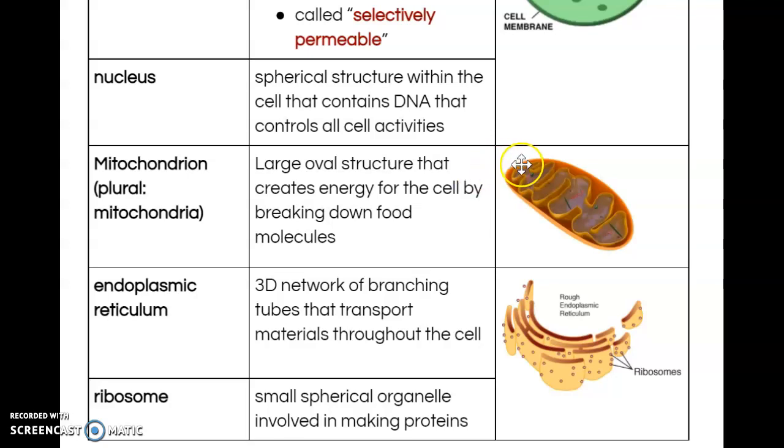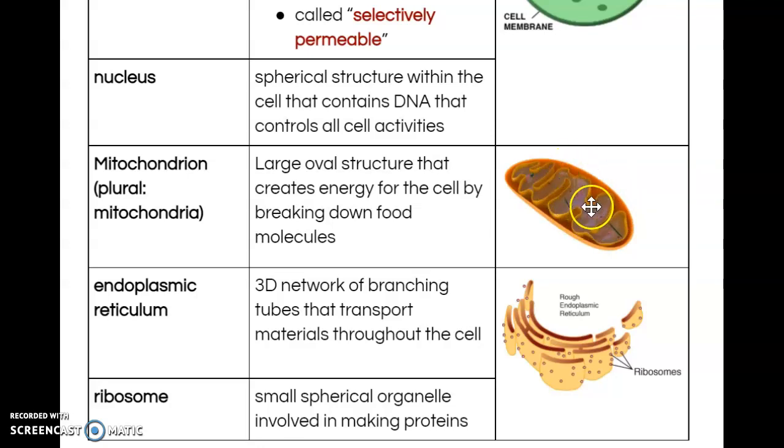But anyways, the mitochondria is an oval-shaped structure. It has two membranes. It has an outer membrane, which is right here, and it has an inner membrane known as the cristae. And the cristae is like a squiggly line. These squiggly lines here, and the cristae really houses everything inside the mitochondria.